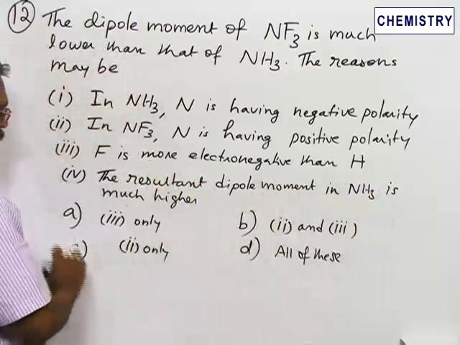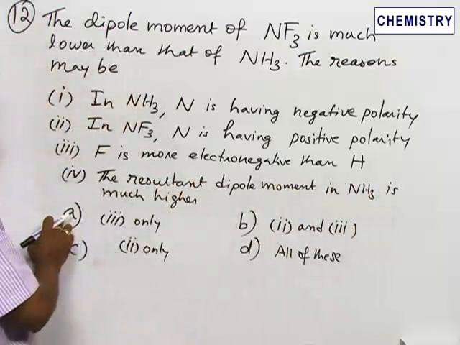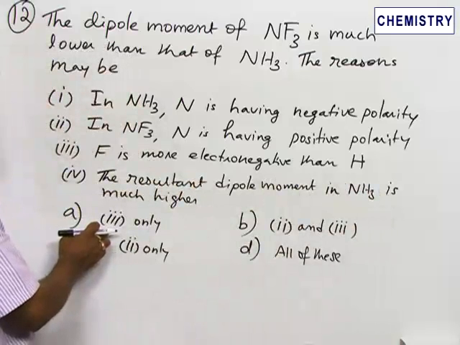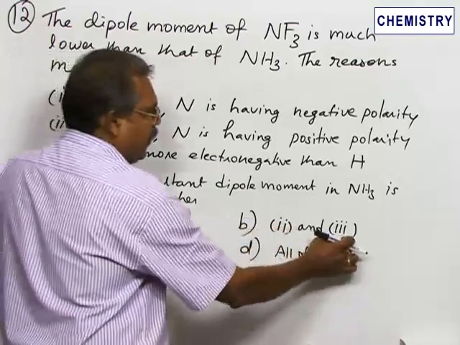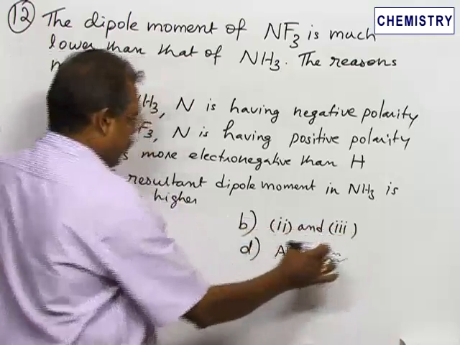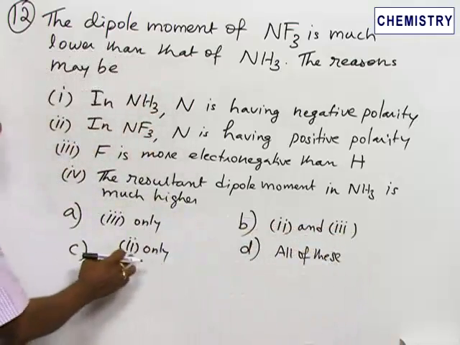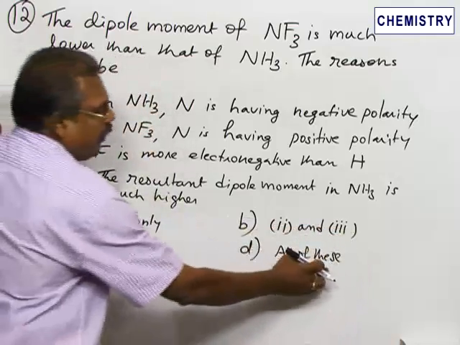The fourth one. And the options are A, according to A, only 3. Option B gives 2 and 3, so we have to select statements 2 and 3. And according to option C, only 2. And option D, all of these.